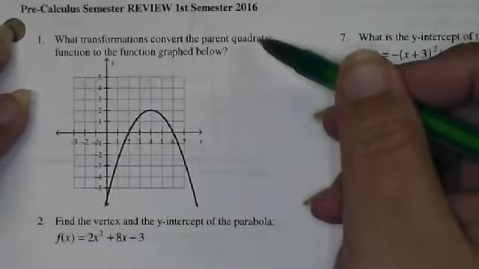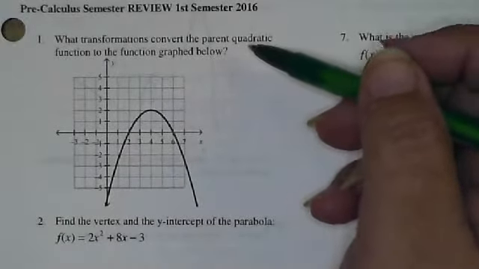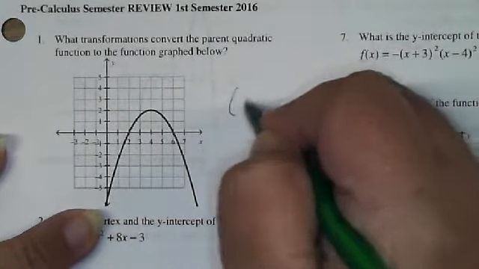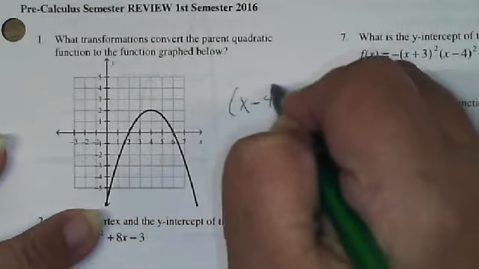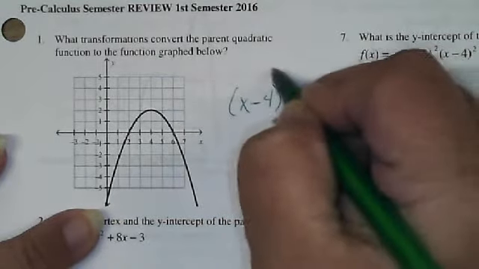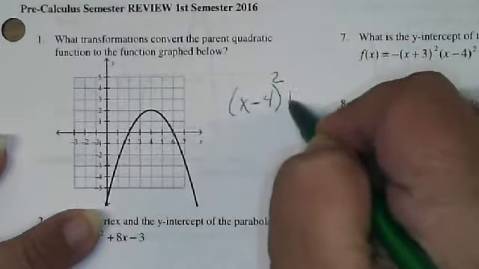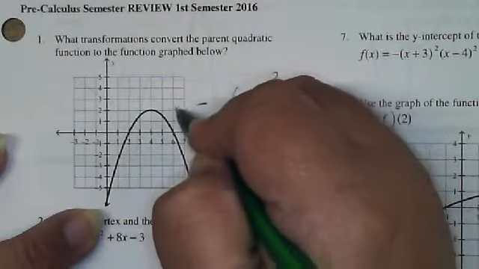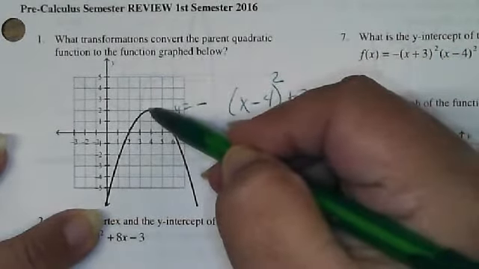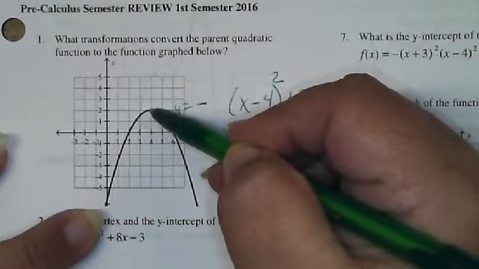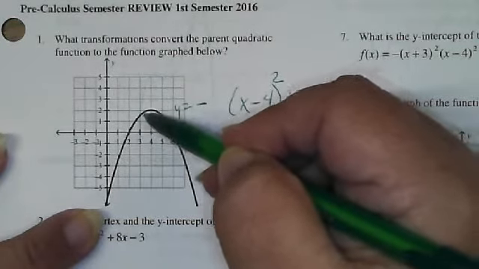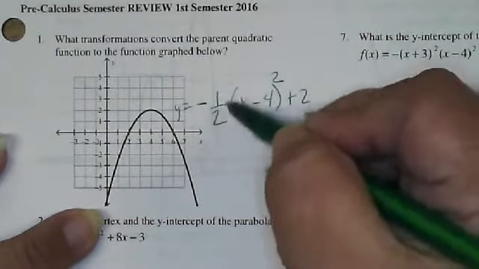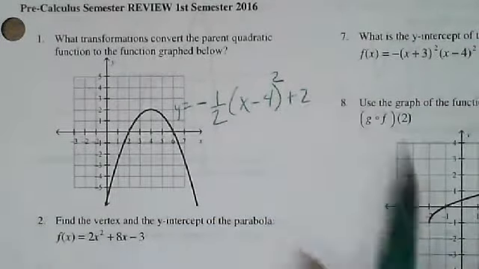What transformations convert the parent quadratic function to the function graph below? Well, there is a shift to the right of 4. So in the parentheses, shift to the right would be a minus 4. Don't forget this is quadratic, so it should be squared. There's a shift up of 2. There is a reflection because it's opening down, so there's a negative. And if you'll notice, it's not 1 to 1. It takes a half to go over 1, so it's going to be 1/2. So it's a vertical shrink, compression.